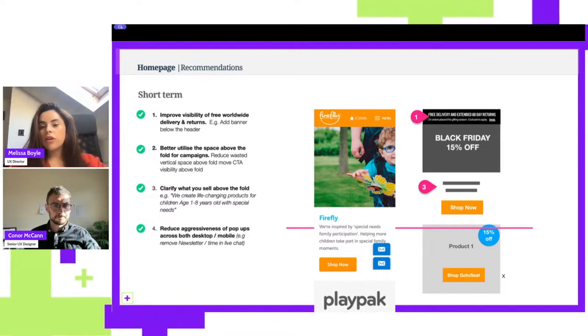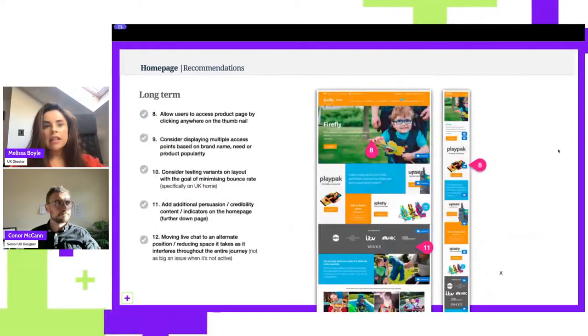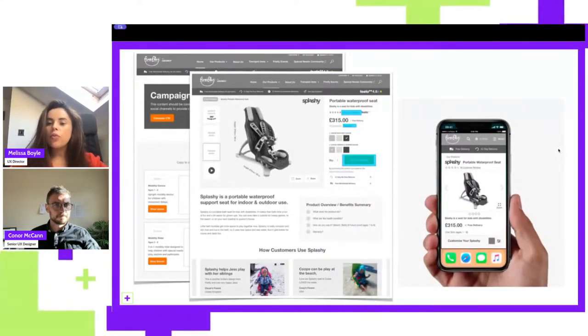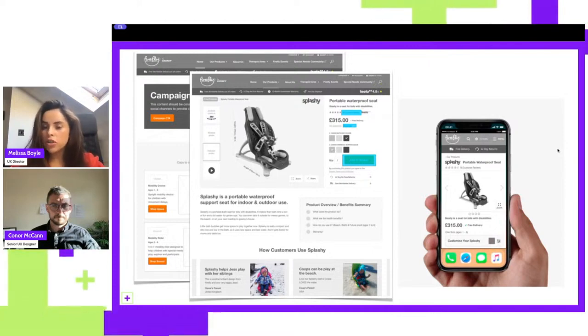So what all this allowed us to do was make a series of recommendations for Firefly. There were some long-term and short-term recommendations, and you'll see this is how they started to play out. One of the main recommendations was to enable users to pay for their product over a period of time rather than upfront in the States, because they were more price conscious.